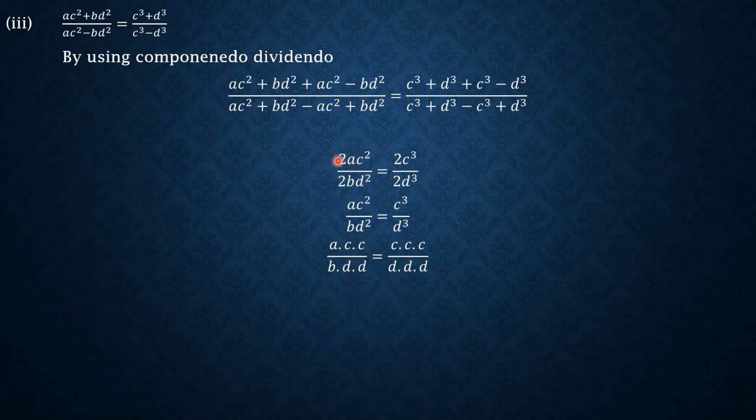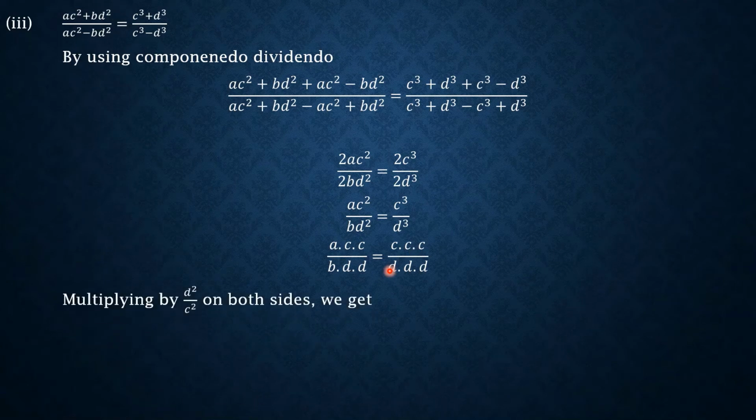Now 2 is cancelled by 2 in the denominator. On both sides we have ac square by bd square equal to c cube divided by d cube. Now we can write ac square as a into c divided by b into d. This equals c cube, which can be written as c into c divided by d into d.